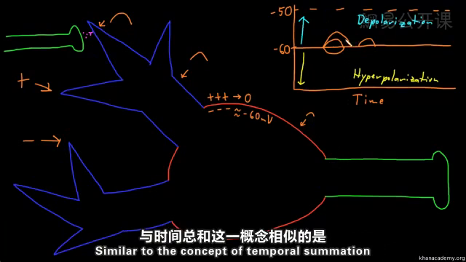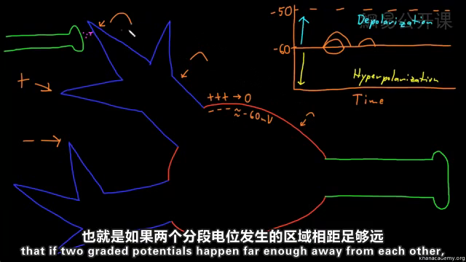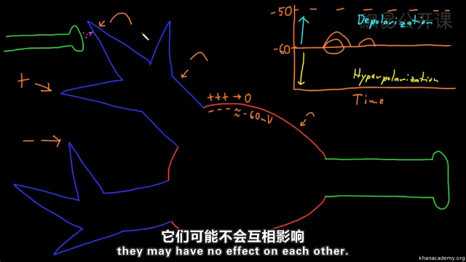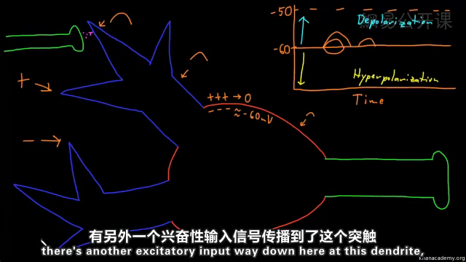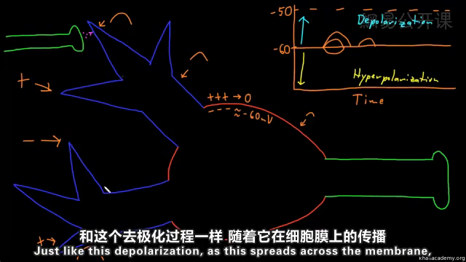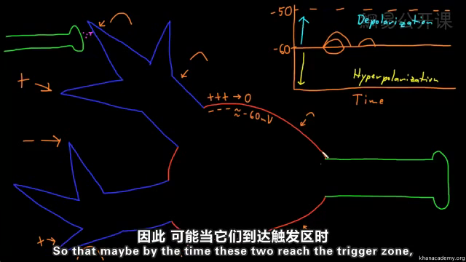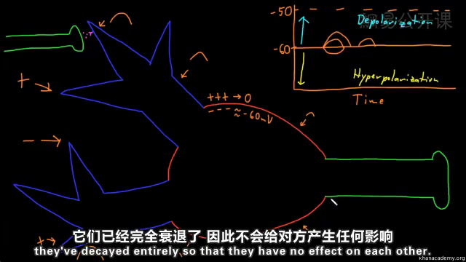Similar to the concept of temporal summation is the concept of spatial summation, that if two graded potentials happen far enough away from each other, they may have no effect on each other. For example, let's say that there's another excitatory input way down here at this dendrite that causes a depolarization. Just like this depolarization, as this spreads across the membrane, it's going to decay so that it'll get smaller with distance, so that maybe by the time these two reach the trigger zone, it decayed entirely so that they have no effect on each other.